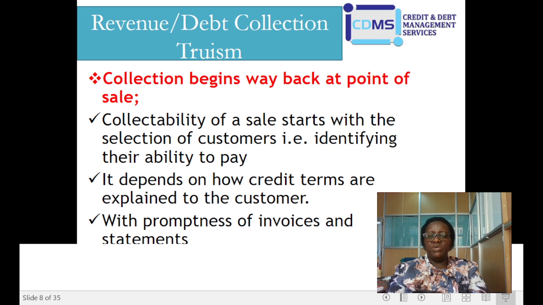The other thing we say is that it depends on how credit terms are explained to the customer. Please do not shy off talking about collection. Do not shy off talking about payment, or when the customer is expected to make the payment. If you shy off from telling them when you anticipate the payment, you will have a challenge.